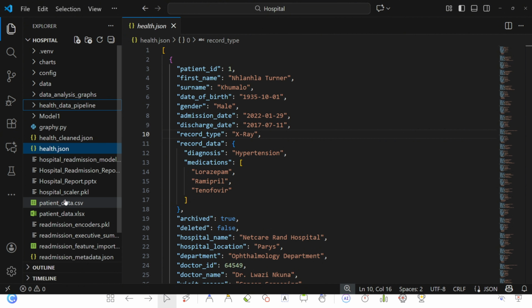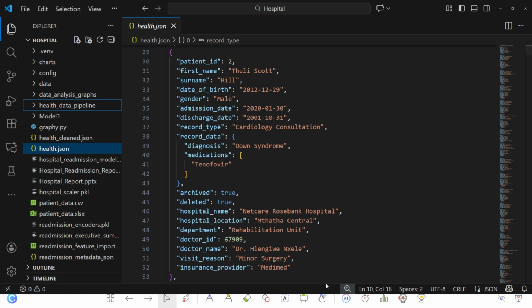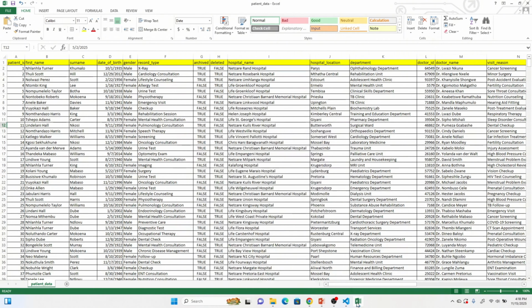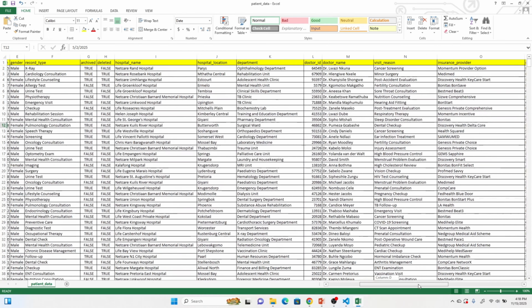So this is the data that I collected. You can see this is the data set. I can also show you the Excel or CSV file that I was working on. This is the CSV that I was working on. So I created these data sets, and this data covers 1,000 patient IDs or patient admissions.